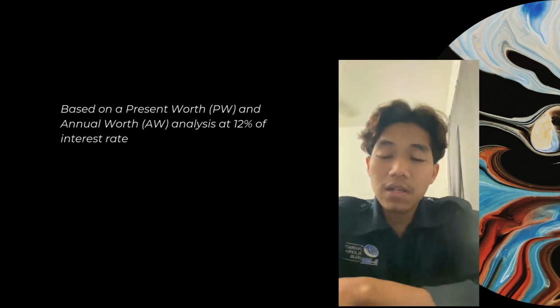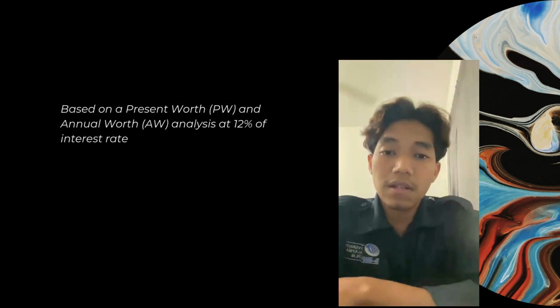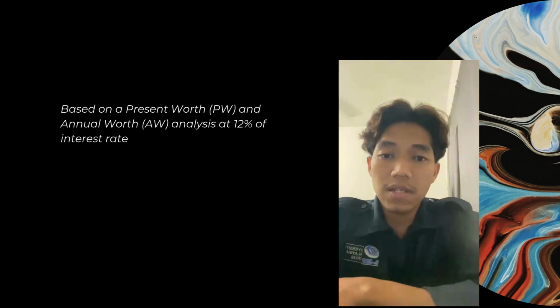For material Y, we have an initial cost of 35,000 ringgit. For the maintenance cost, 7,000 ringgit per year, and the salvage value is 20,000 ringgit. Both of these materials have a 5-year lifetime and a 12% interest rate.